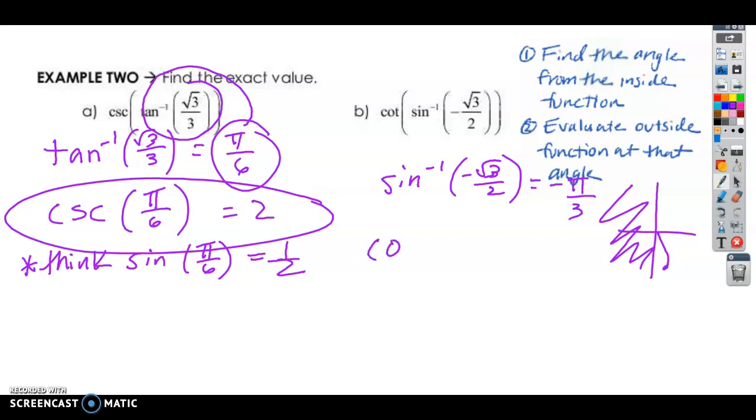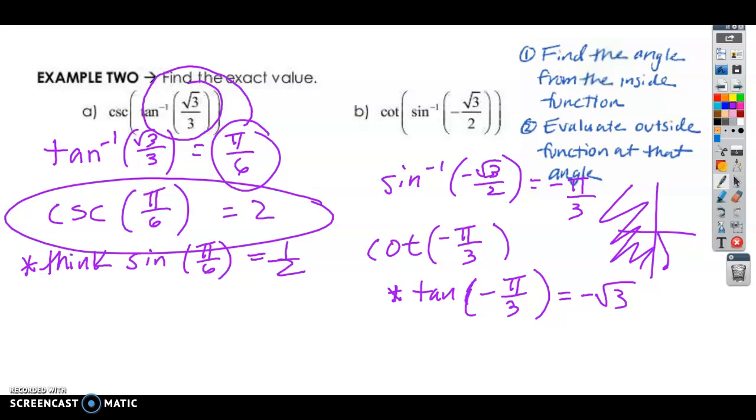Substitute that in for the inside of my function, right? Negative pi over 3. Now we're just thinking, what's the tangent of negative pi over 3? And we know that is negative root 3 because we have memorized that the tangent of pi over 3 is root 3. It's negative, so it's going to be negative. And then we just flip it. Now, when we flip negative root 3, what we get is negative 1 over root 3.